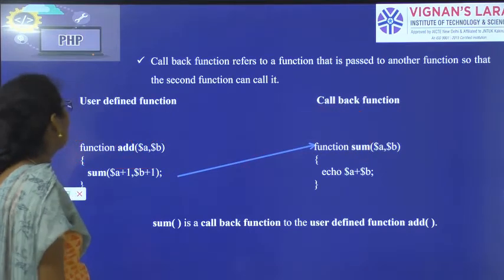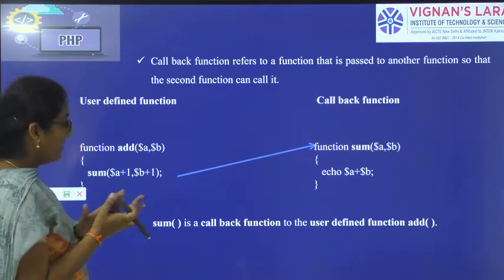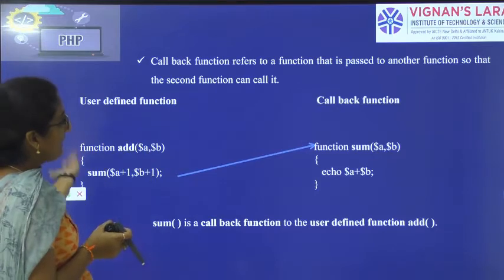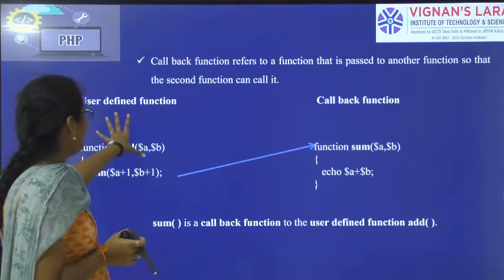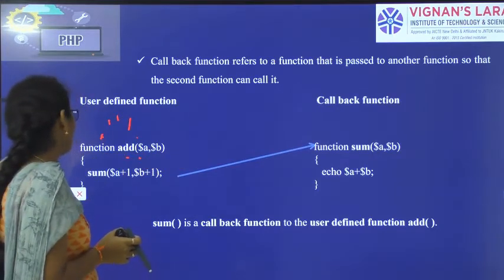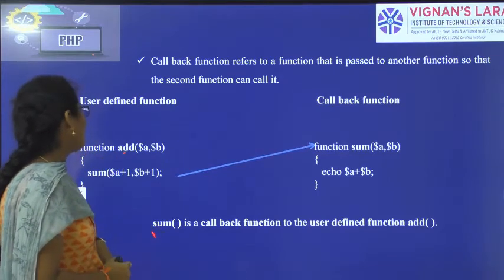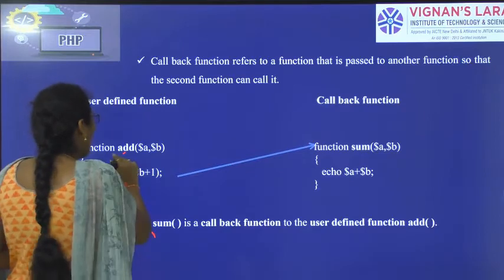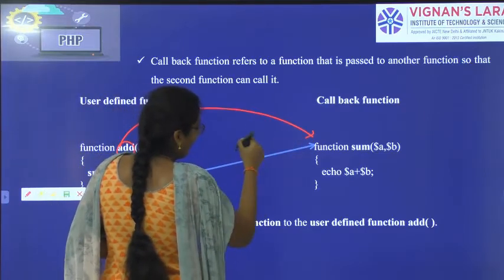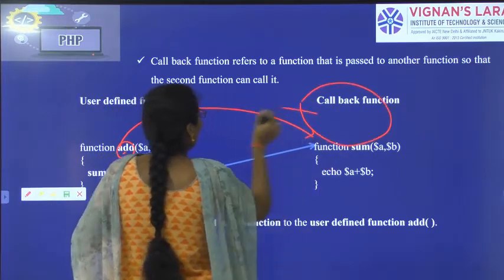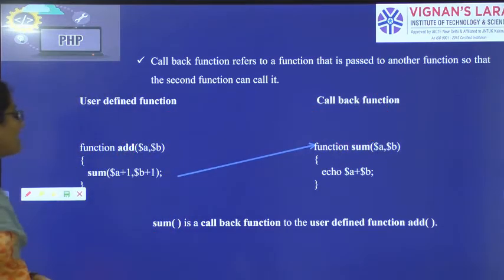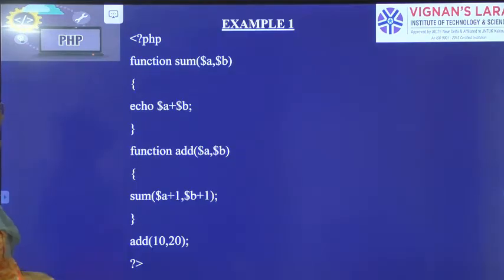According to our definition of callback function, one function is passed into another function so that the second function will call the first function. So here sum is the callback function, add is the user defined function. So this add will call this sum, or this sum will call back the add. So this is the example for callback function.